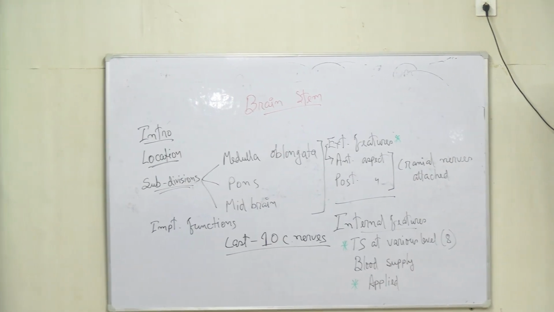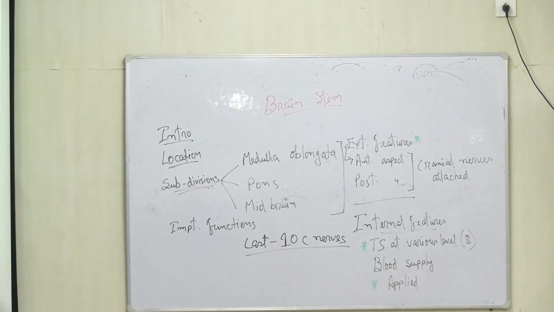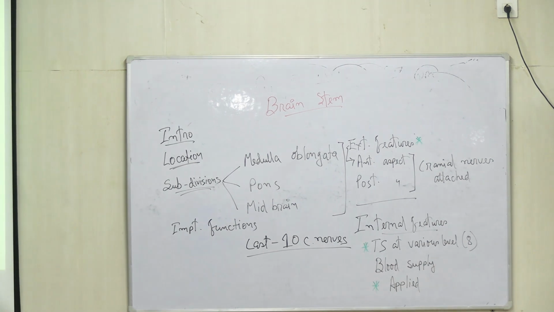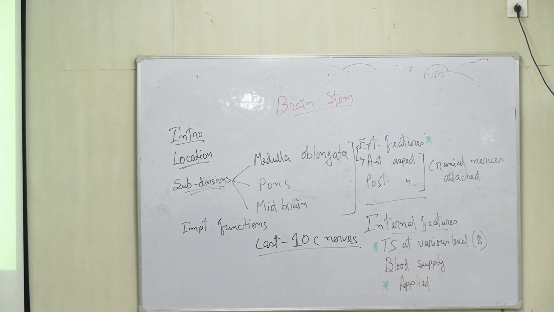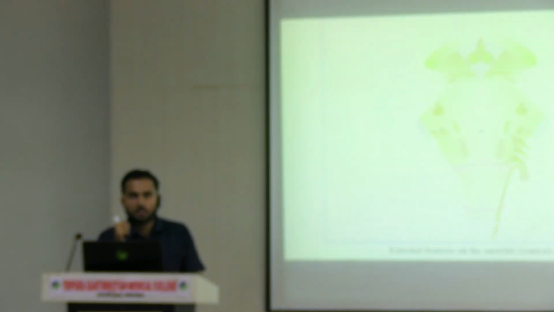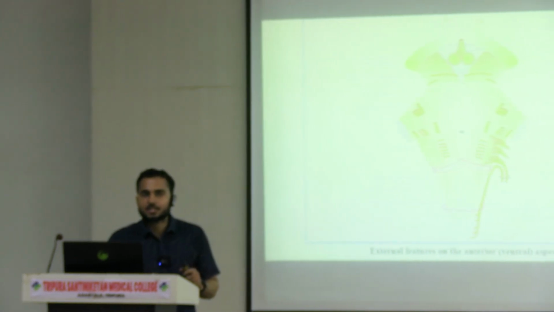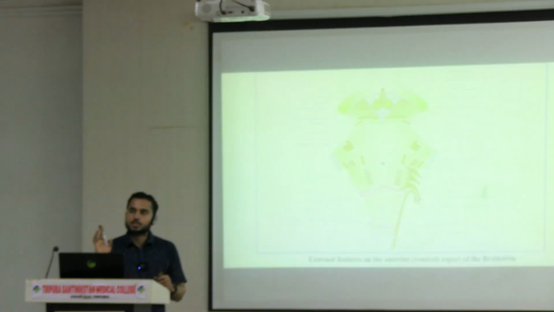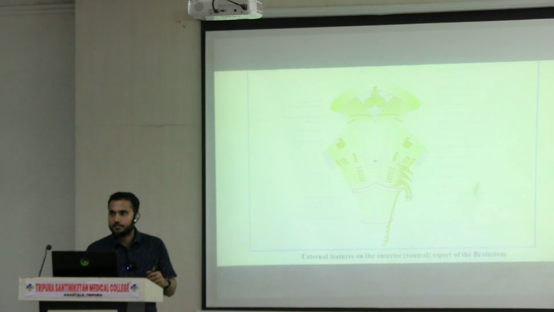Next, once the external features are done, then we have to study the internal features. So how to study the internal features of the brainstem? For that you have to take cross sections. Total 8 cross sections are there, and that is the most difficult part of the brainstem.